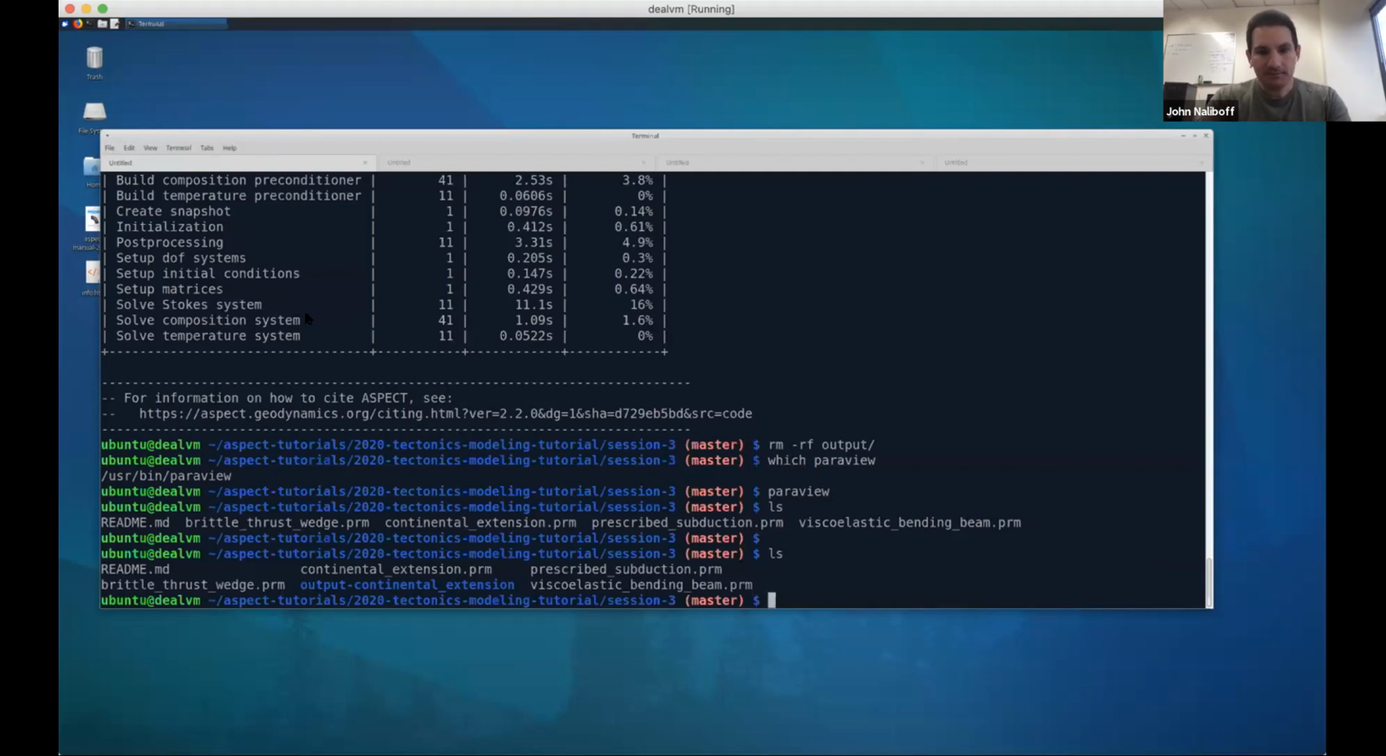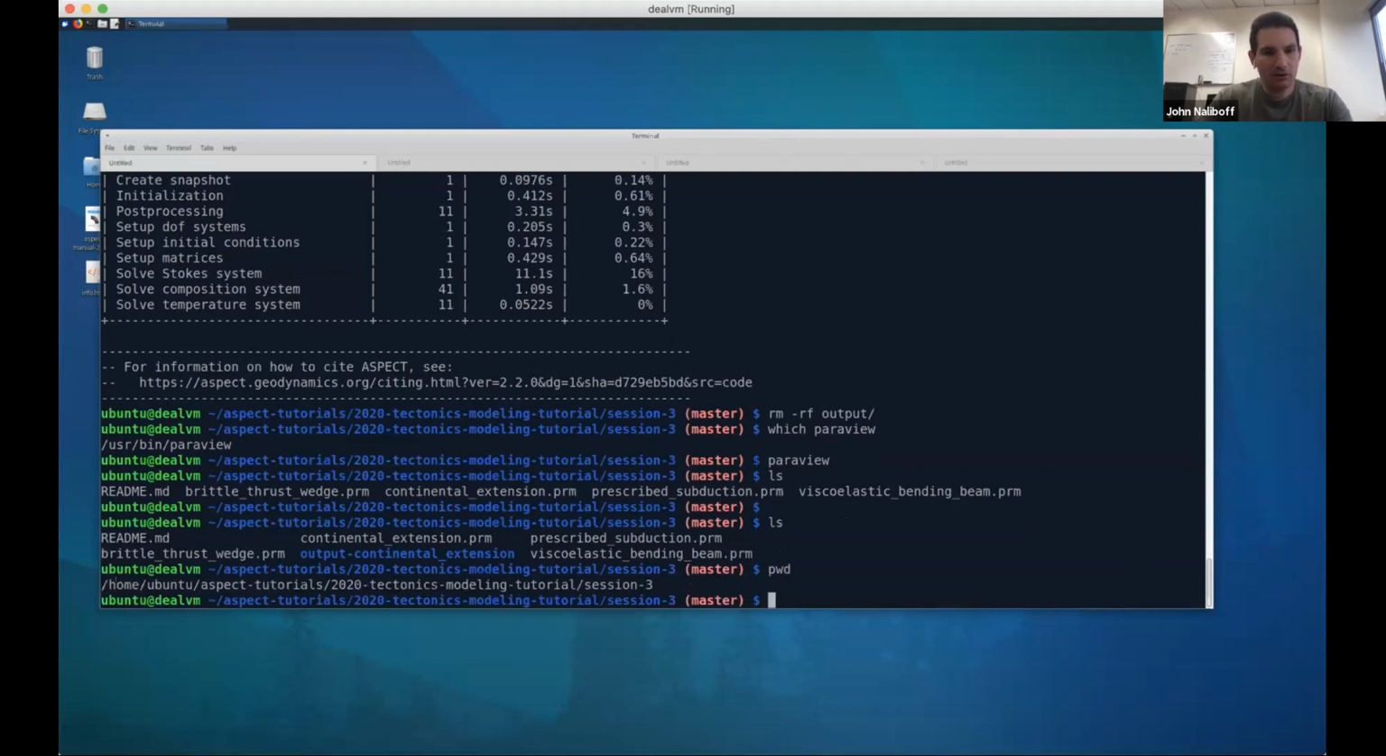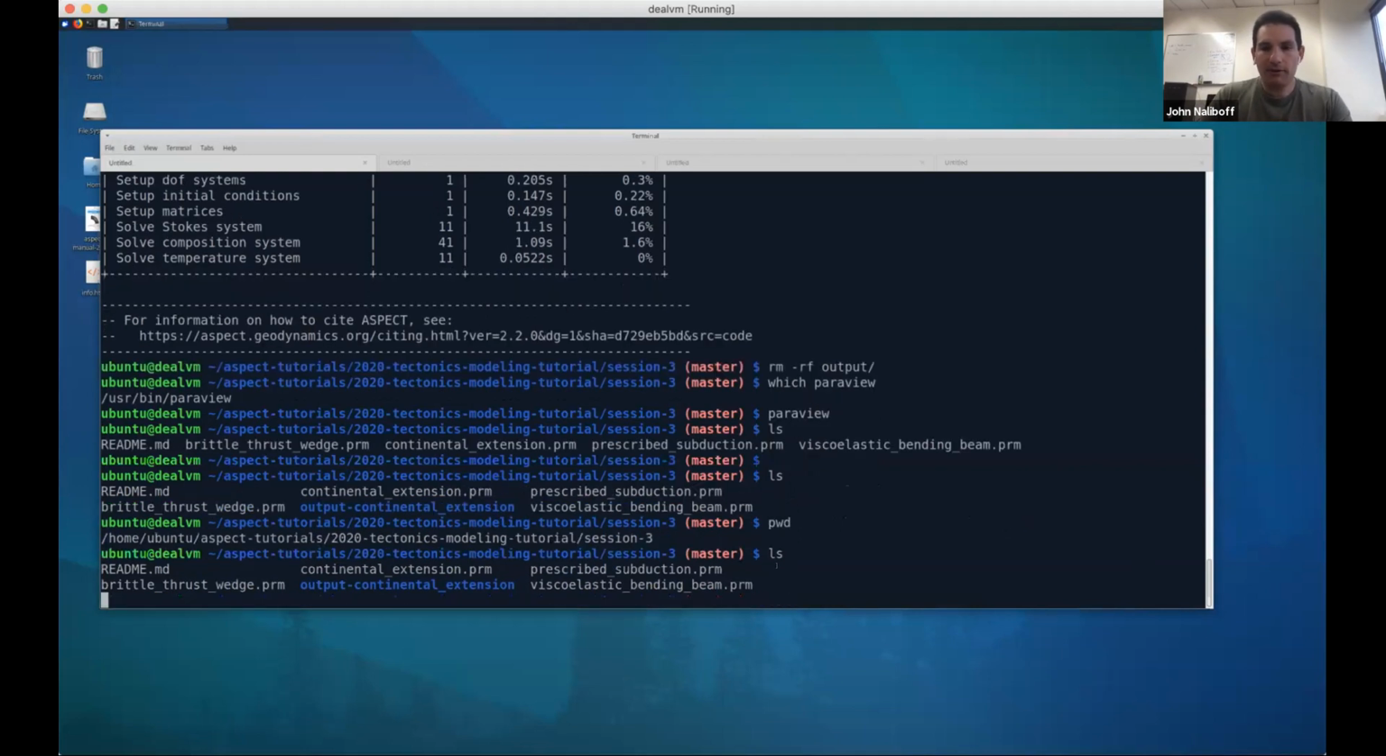Great. So right now we're in the virtual machine, in the terminal, and in the aspect tutorials 2020 tectonics modeling tutorial session-3 folder. If you do ls, which shows everything in the folder, you're going to see all of today's examples. So we have the brittle thrust wedge, continental extension, prescribed subduction, and viscoelastic bending beam. And what we want to start doing is running the viscoelastic beam benchmark. But the first thing to do is open it and change a few parameters. So if you type leafpad or xdg-open, viscoelastic bending beam.